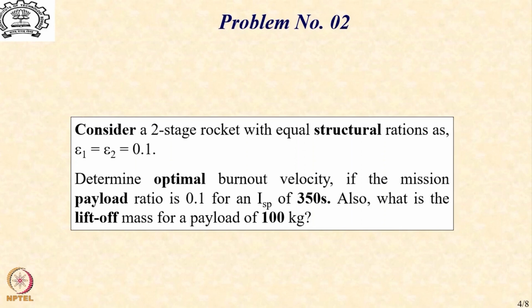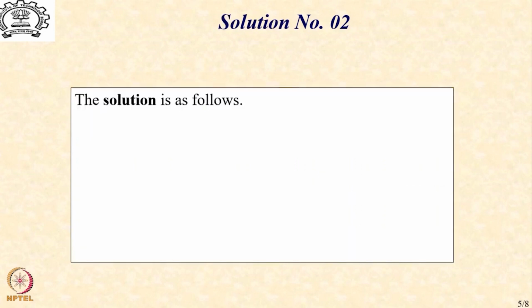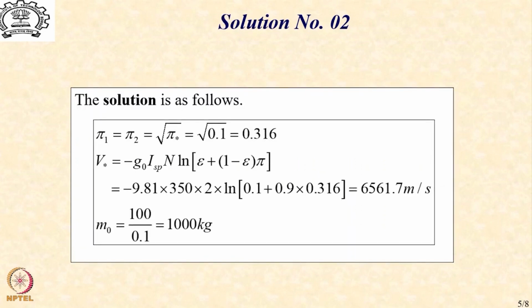We would like our rocket mass to be only 1 ton, but we are willing to sacrifice the burnout velocity. Let us proceed with the solution. So in this case, the equal stage payload ratio from our formula that we have seen in the lectures is square root of pi star, which is square root of 0.1, and we find that the stage payload ratios have to be 0.316.